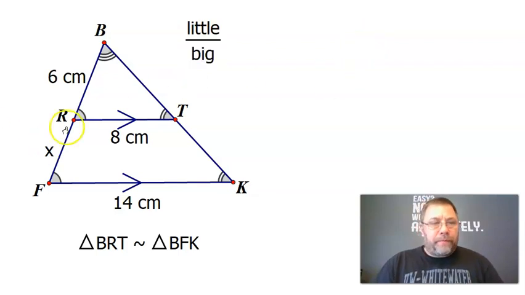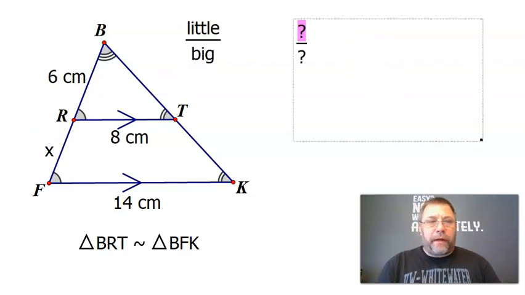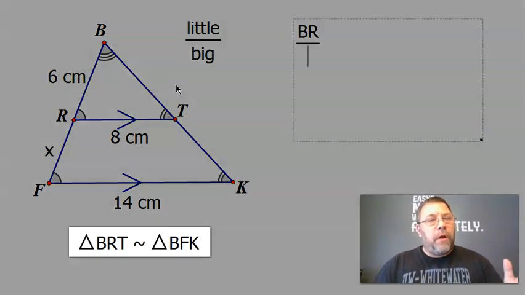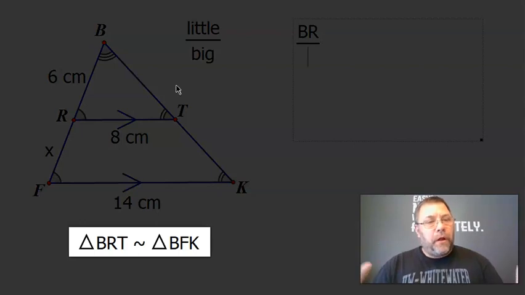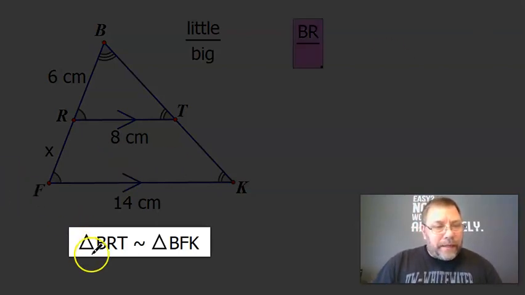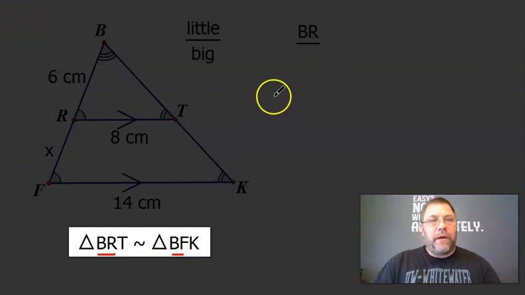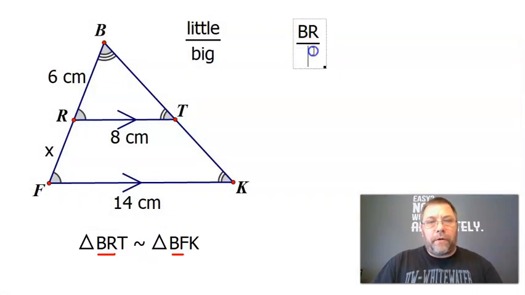So let's begin now. First of all, I need a side from the little triangle. Right away, I see that BR is a side of the little triangle. Now the question is, what line segment pairs up with line segment BR? Now remember, don't look at the picture, look at the statement. If I look at the statement, I see BR, first and second letter, and I see BF is this first and second letter. So I'm going to say that BR goes with BF.